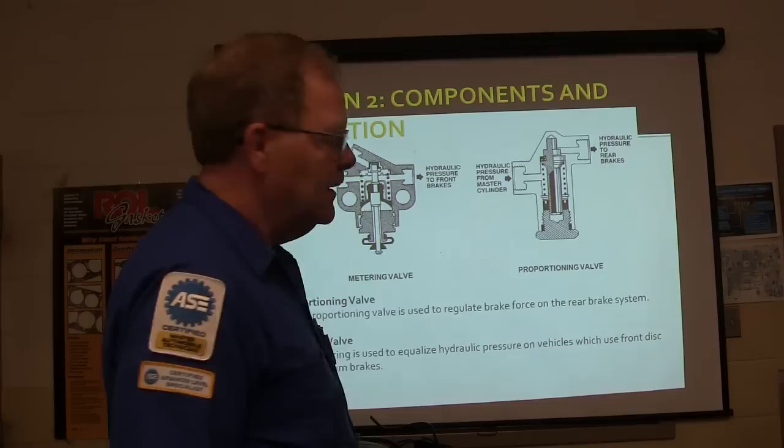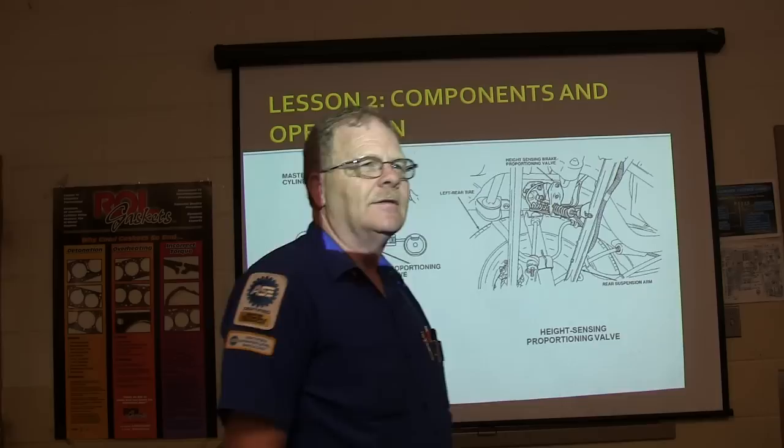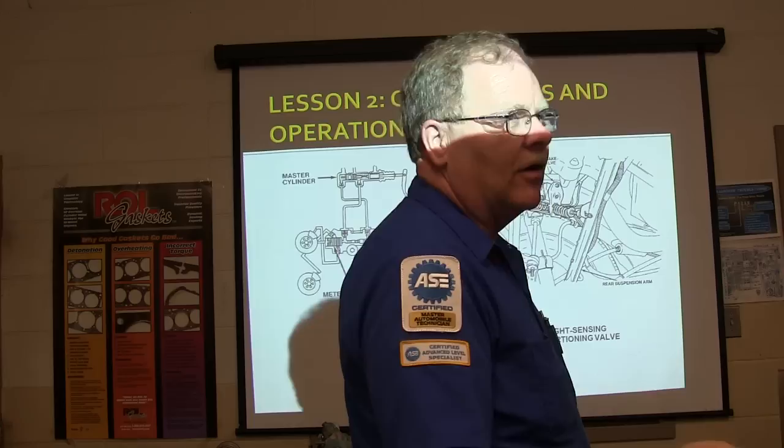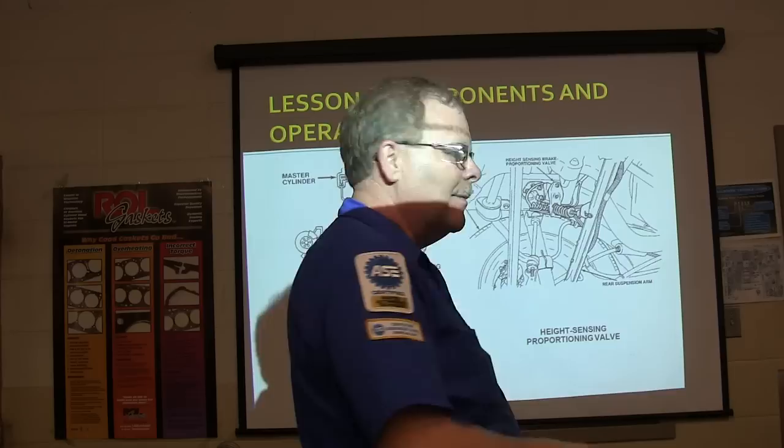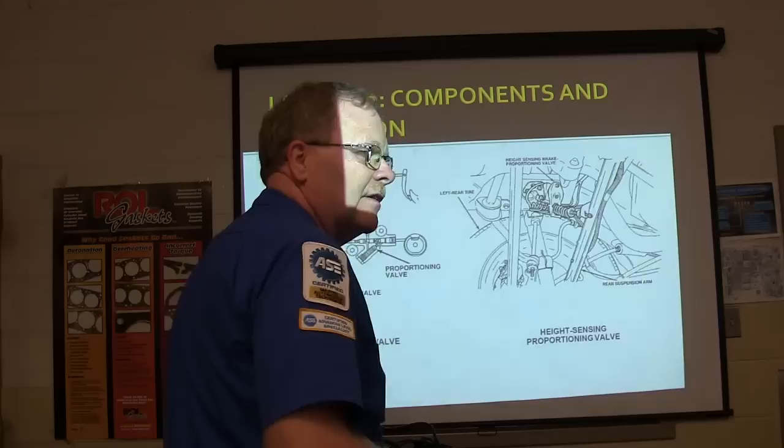All right, now, you ever seen one of these under a car and wondered what in the world it was doing there? Or under a pickup, like a Nissan pickup or Ford Taurus or something like that? It's a height sensing proportioning valve. The more weight you put in the back, the more brake pressure goes to the back wheels. It changes the properties of the brake system as you load it heavier. Not on every vehicle, but on some of them it does.